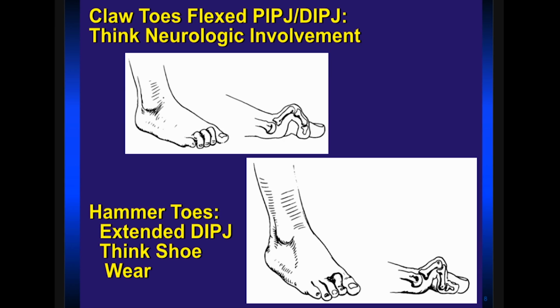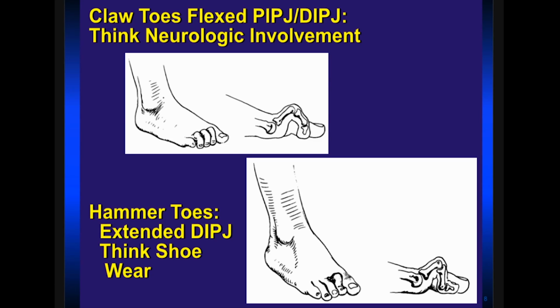When assessing the lesser toes, an important difference is a claw toe versus a hammer toe. This shows a claw toe of the foot on the upper diagram. So if the PIP and DIP are flexed, think about a neurologic involvement. In a hammer toe, as shown on the bottom drawing, there is flexion of the proximal interphalangeal joint, but extension of the distal. So think about shoe wear in this situation.